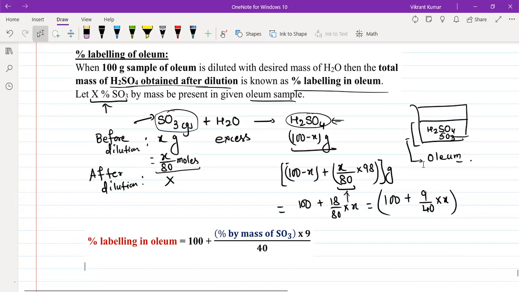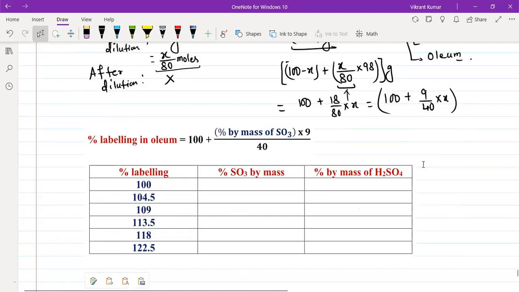Okay, and that's why I'm giving you a table. जरा फटाफट fill करके देखो, you'll get a pattern. Sir, percentage labeling can be more than 100, the value. हाँ, percentage leveling तो बात ही ये कर रहा है ना कि 100 तो पहले से था. After diluting whatever total H2SO4 we have got, that was percentage leveling. So it will always be more than 100. In fact, the minimum value can be 100 only if there is no SO3. Okay, so see this table and tell me the values.